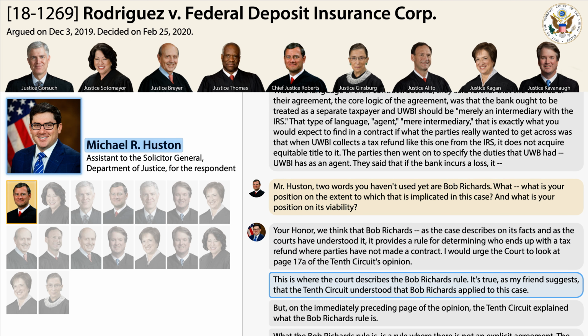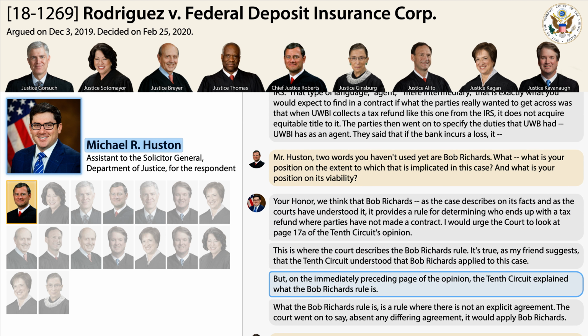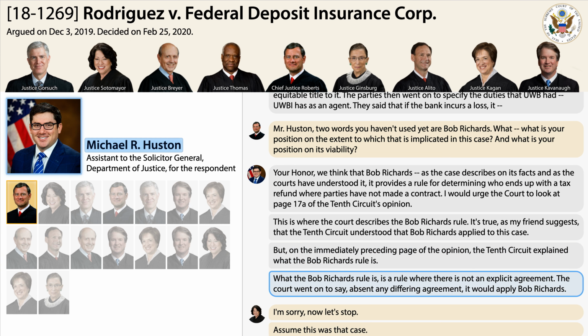It's true, as my friend suggests, that the Tenth Circuit understood that Bob Richards applied to this case. But on the immediately preceding page of the opinion, the Tenth Circuit explained what the Bob Richards rule is. What the Bob Richards rule is, is a rule where there is not an explicit agreement. The Court went on to say, absent any differing agreement, it would apply Bob Richards.